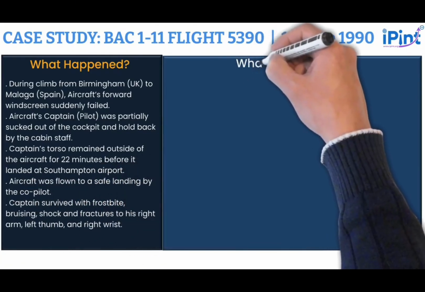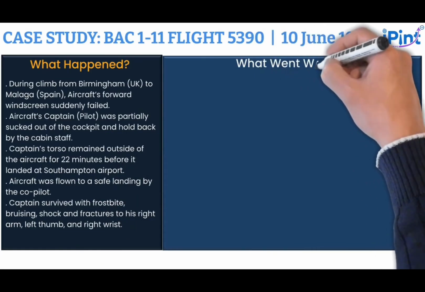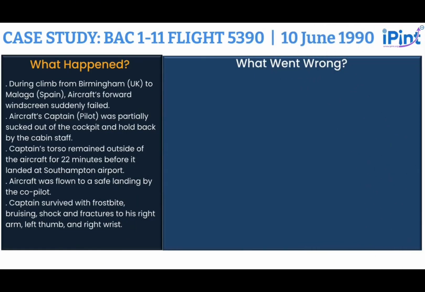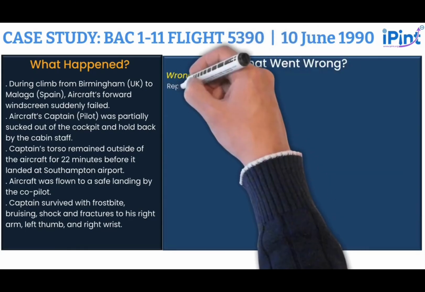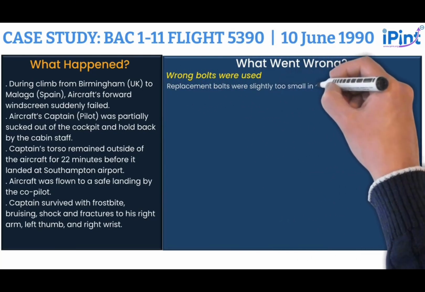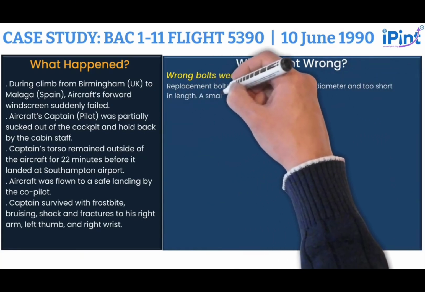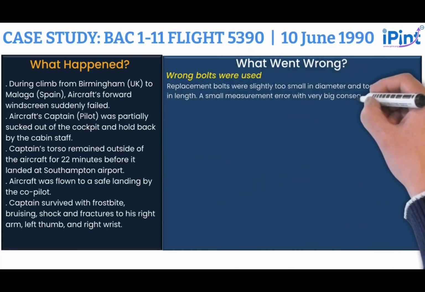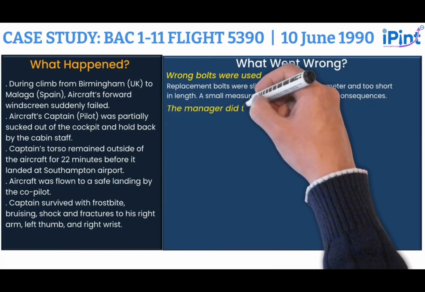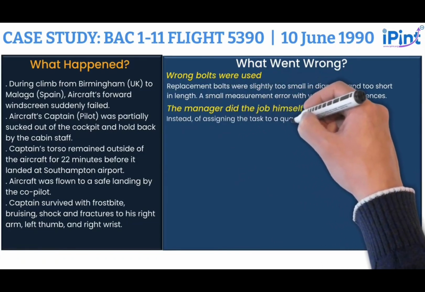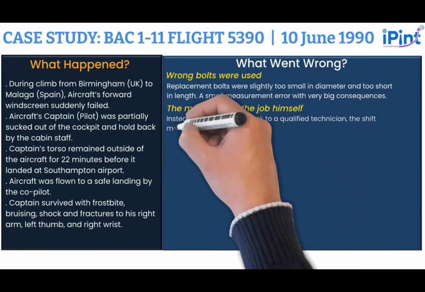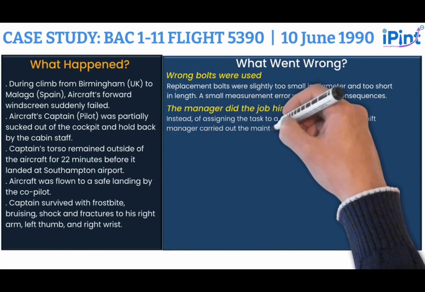Now, let's talk about what went wrong. The night before the flight, the windscreen had been replaced, and that's where everything started to go wrong. The wrong bolts were used. The replacement bolts were slightly too small in diameter and too short in length. It sounds minor. It was anything but. The manager did the job himself, rather than assigning it to a qualified technician. That decision alone removed a layer of expertise from a safety-critical task.